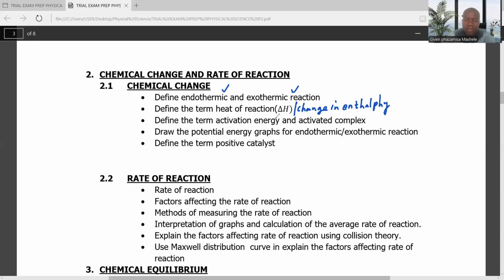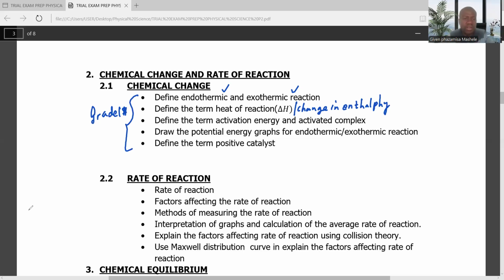Again, you need to be able to define what is an activation energy and an activated complex. Also, you need to be able to draw potential energy graphs for endothermic and exothermic reactions. Then lastly, you need to be able to define what is a positive catalyst. It's very important. Actually, this is grade 11 work, but it's also being asked in grade 12, so you need to make sure that you know this.